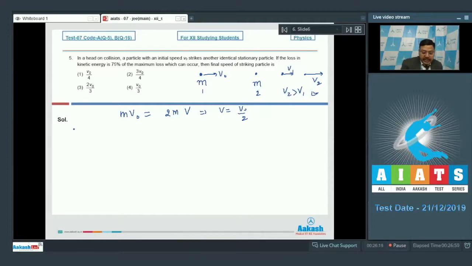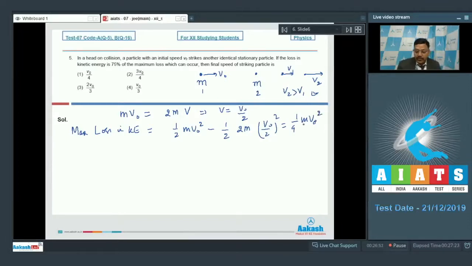So maximum loss in kinetic energy possible is half mv0 square, the original kinetic energy of the particle, minus the least possible kinetic energy of the two particles together, which is half 2m into v0 by 2 the whole square, and on simplifying we can see that this value is 1 by 4 mv0 square. Okay. Now it's given that the loss in kinetic energy in this particular collision is 75% of this, that means 3 by 4 of this.